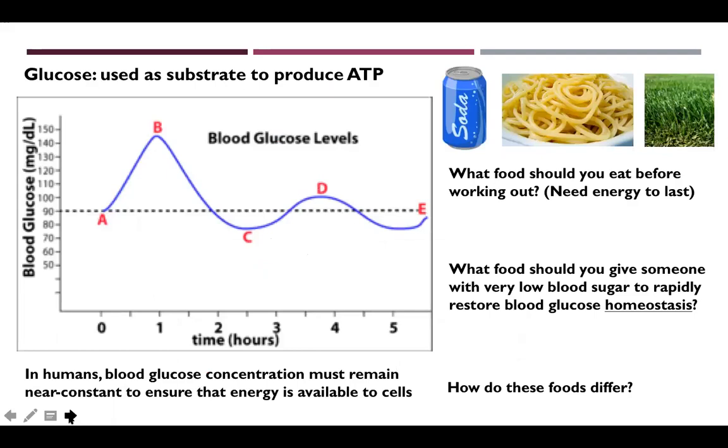Okay, I'm going to break you into groups for this. This kind of relates to the question that was just recently asked about us breaking down sugars. So in groups, I'd like you to discuss these questions. What food should you eat before working out? And what food should you give someone with really low blood sugar to rapidly restore glucose? And then how do these foods differ? I'm only going to give you like 3 minutes in your breakout rooms. Any questions before I break you up?